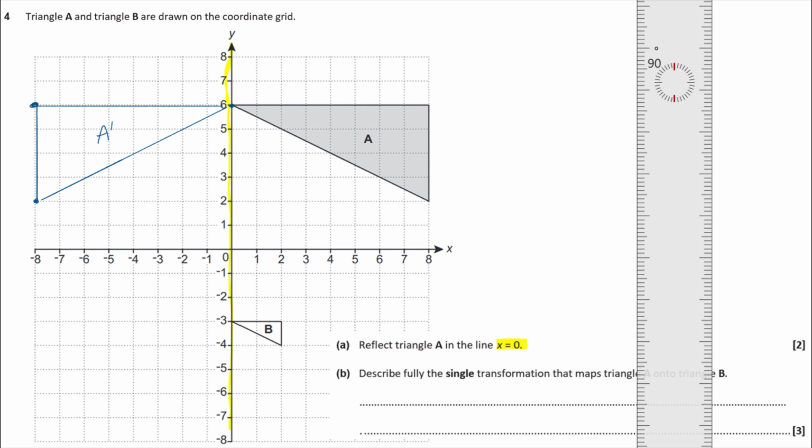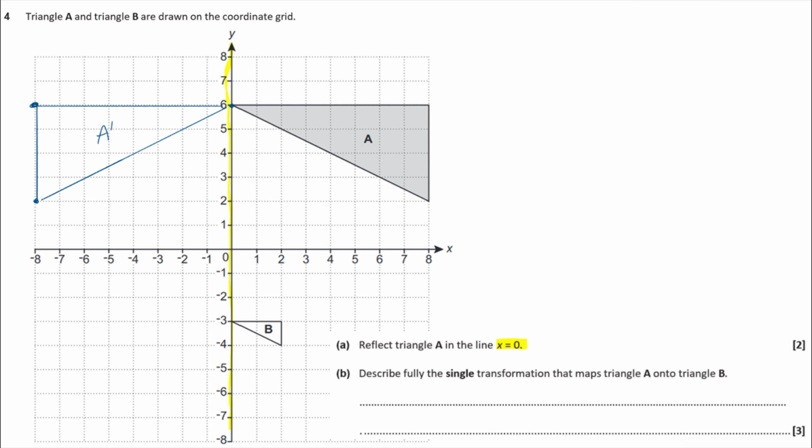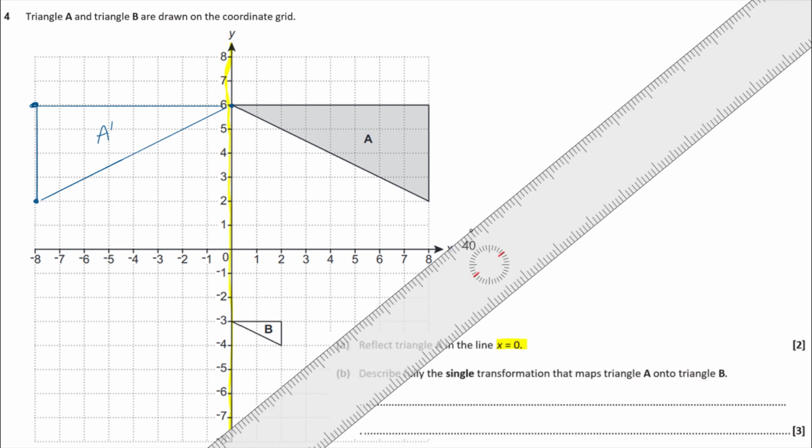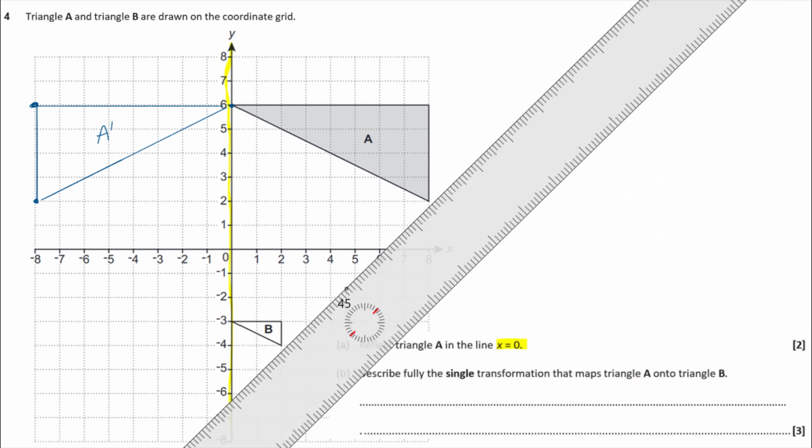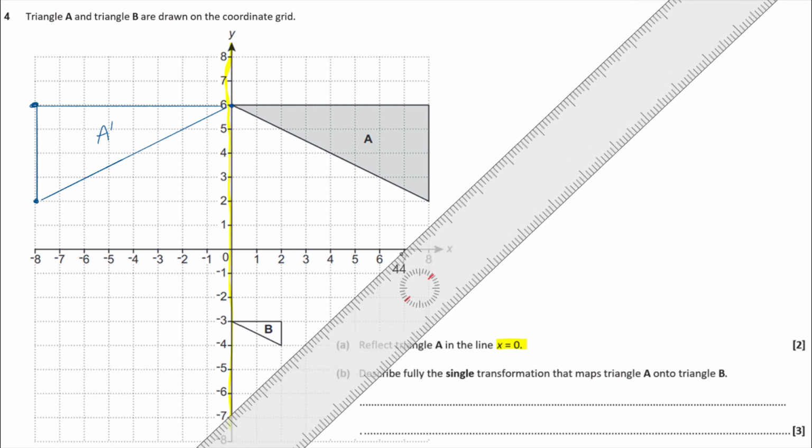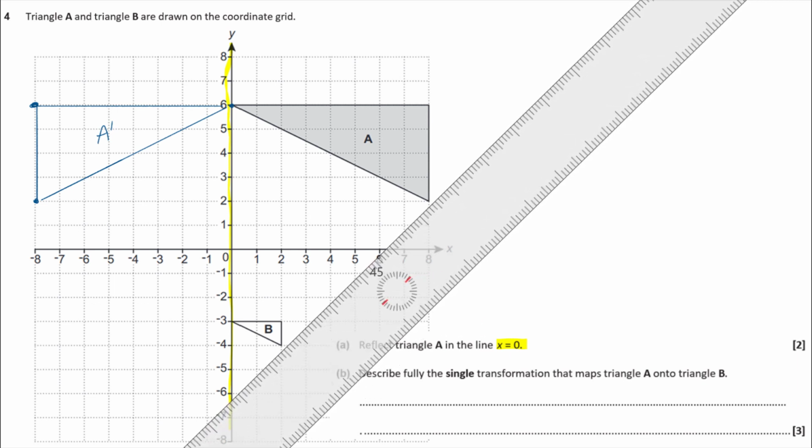Then describe fully the single transformation that maps triangle A onto triangle B. So this is clearly an enlargement. Well, we call it enlargement in maths, but actually you can see it's shrunk. So it's a reduction really, isn't it? But we still call it an enlargement in the magical mathematical world. So yeah, it's enlargement with a fractional scale factor.